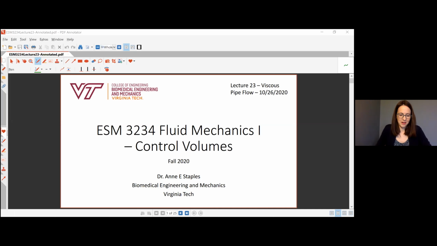Today we are continuing to talk about pipes, and today we're talking about major and minor losses in pipes. It turns out that the major losses in pipes usually are those due to friction. The minor losses are due to things like 90-degree turns, fittings, valves, etc. So let's get started. I'll go over to the annotator and we'll get going. All right, here we go.